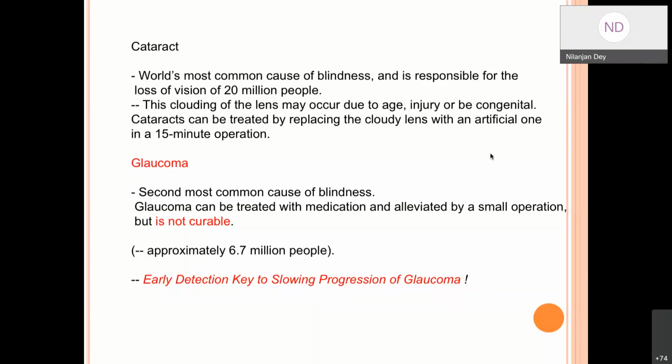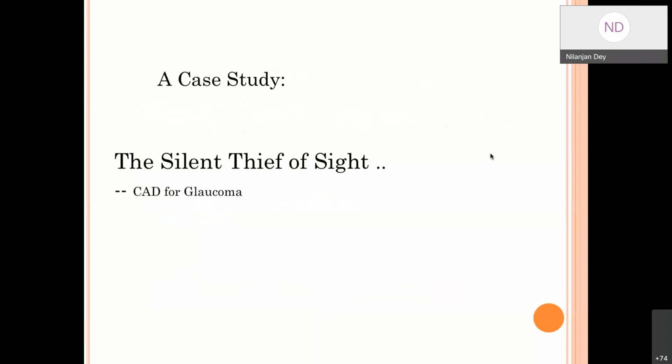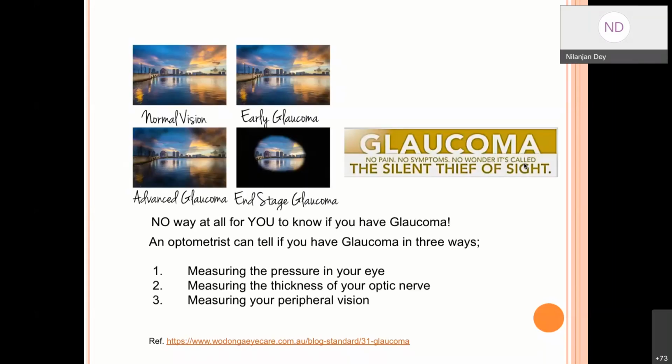The problem is glaucoma has no sign. It's a silent thief of sight. There is no pain, no symptom, no warning. It's called a silent thief. You will simply lose your vision. So how can doctors understand that you are losing your vision because of glaucoma? There are three ways. You have to measure the pressure of your eye, you have to measure the thickness of your optic nerve, and you have to study the peripheral vision. Now, if any of them is affected, that signifies that you might have glaucoma. So again, I am repeating, this is very important because there is no pain, no symptom, so no way at all for you to know that you have glaucoma.